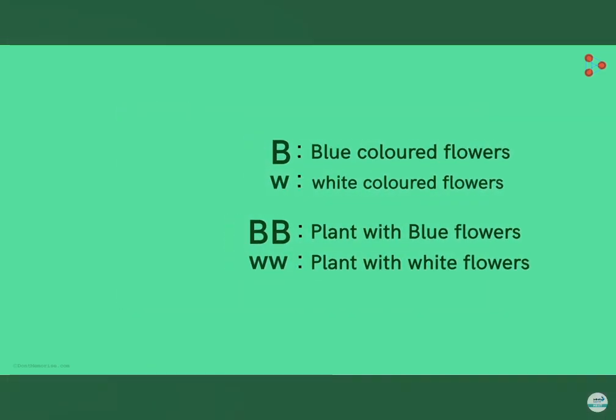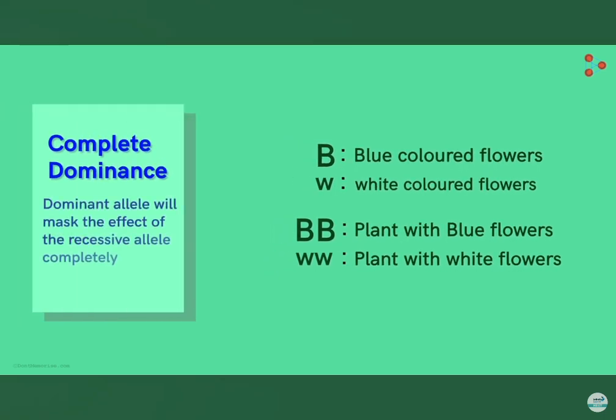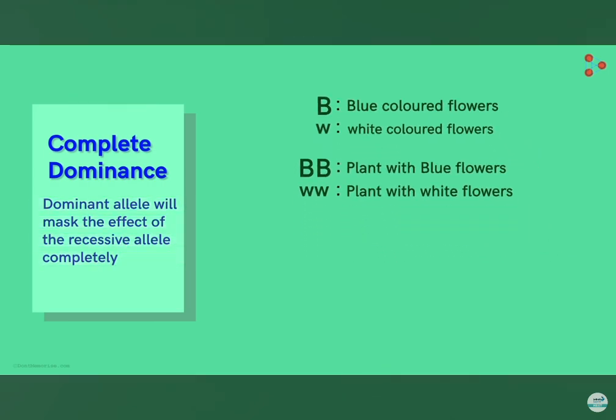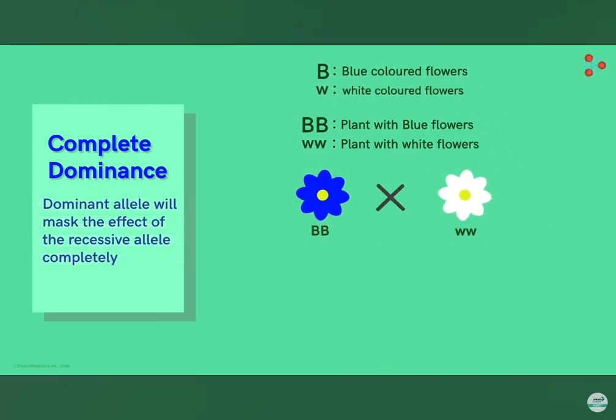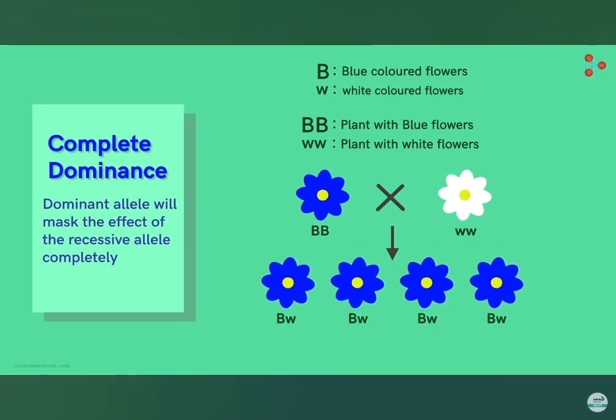The first type in the list is complete dominance. Here, the dominant allele will mask the effect of the recessive allele completely. So on crossing the blue and the white flowered plants, we will obtain only blue-colored flowers. To be precise, on crossing the two homozygous varieties, we will get all heterozygous offsprings. Now, this being a case of complete dominance, all the plants will have blue-colored flowers.